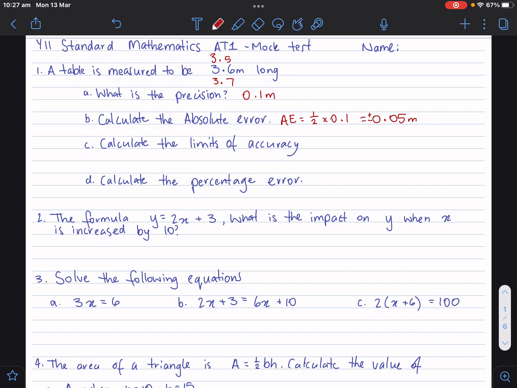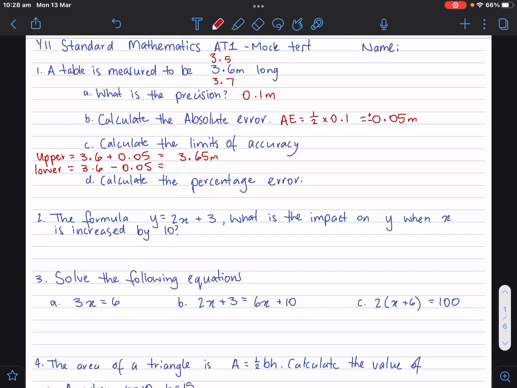Let's look at part C. Calculate the limits of accuracy. Now the limits of accuracy are going to be the upper bound and the lower bound. And both those formulas are given on the reference sheet. So the upper bound is given by whatever the measurement is plus the absolute error. Well, what was our measurement? Our measurement originally was 3.6. So it's going to be 3.6 plus our absolute error, which we found to be 0.05, which equals 3.65 meters. Our lower limit, again on the reference sheet, is your measurement, 3.6 minus 0.05.